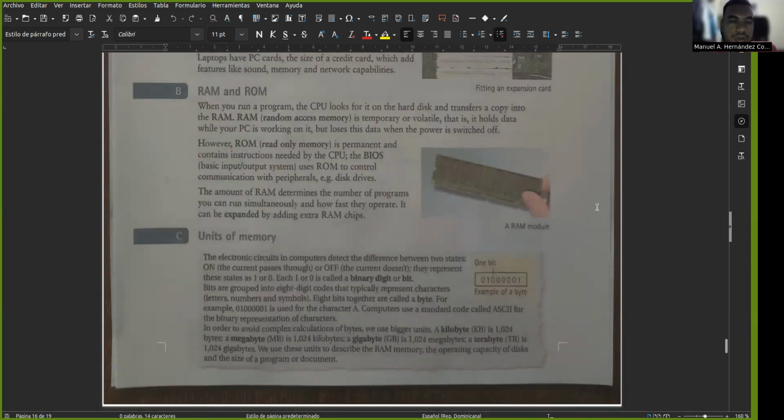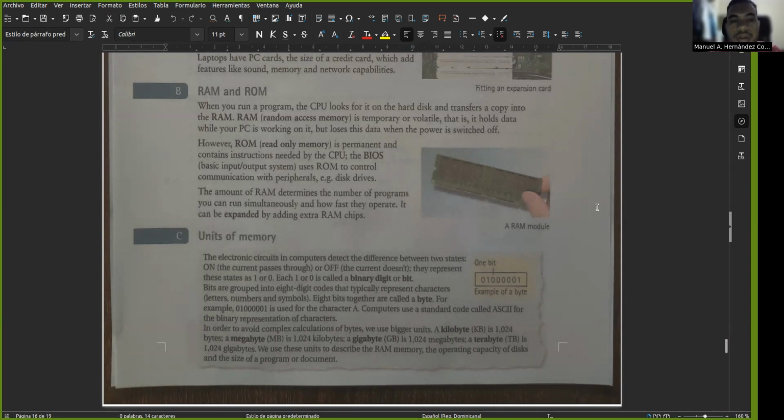RAM y ROM. Cuando corres un programa, la CPU busca la información en el disco duro y transfiere una copia en la RAM. La RAM, la memoria de acceso aleatorio, es temporal o volátil. Esto es, mantiene la data mientras tu PC está trabajando con ella, pero la pierde cuando se apaga la PC o se pierde la fuente de alimentación. Sin embargo, la ROM, la memoria de solo lectura, es permanente y contiene instrucciones necesitadas por la CPU.